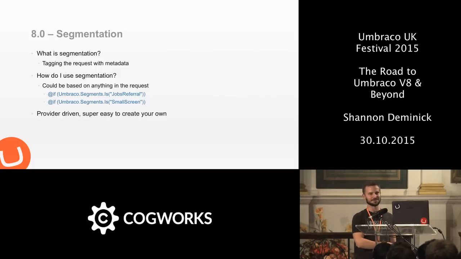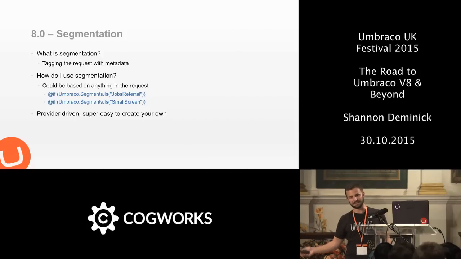These are the end-user implementation details. Segmentation we talked about two Codegardens ago, I think, and this is sort of personalization for Umbraco. The way it works is actually relatively simple. A request comes in, you analyze the request, and you tag the request with a bunch of metadata that you can use during the request, like in your views.